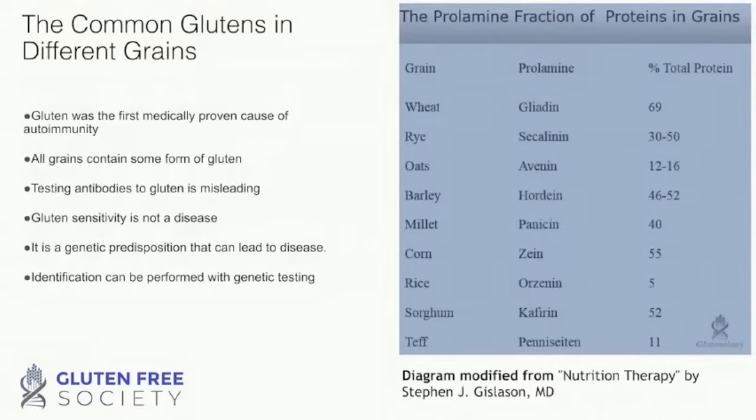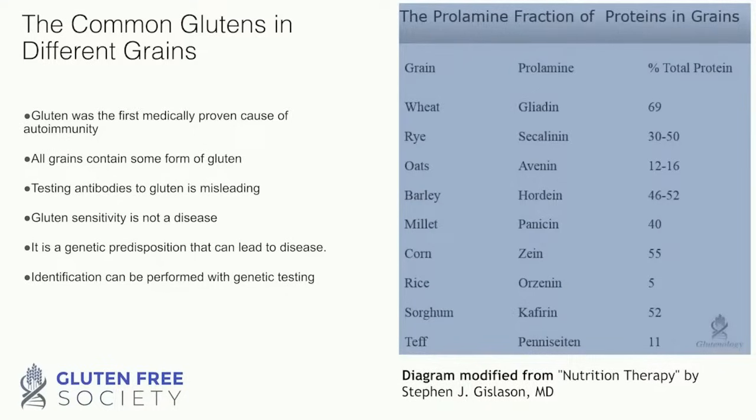Now I'm going to show you a diagram, because I think this diagram is super critical and super important. What this diagram is breaking down is that different grains have different forms of gluten. And again, prolamines, glutelins, alpha, omega fractions, we're talking about gluten as a family of proteins. Okay, so the common glutens in different grains.